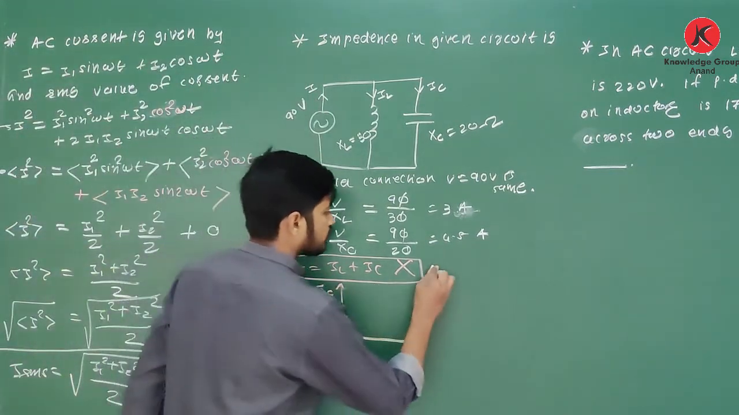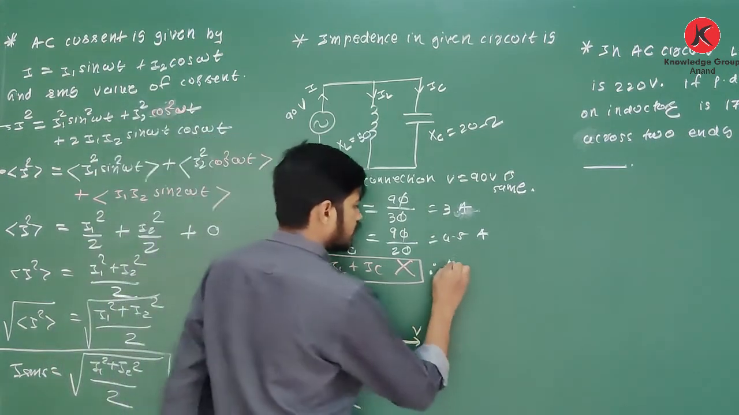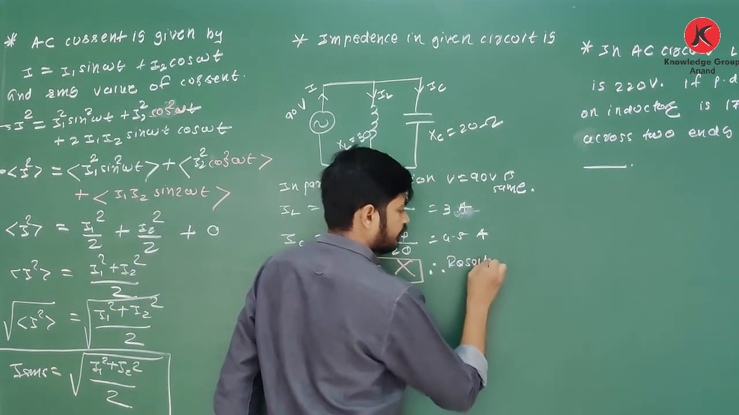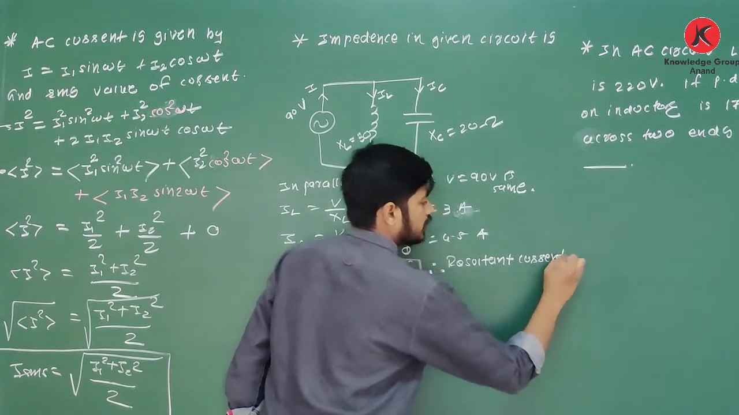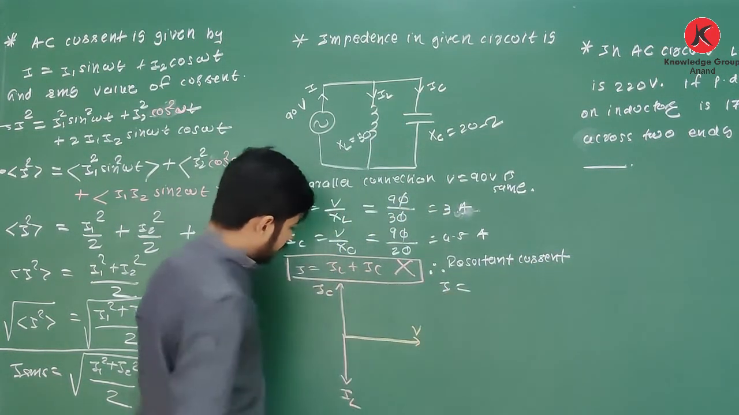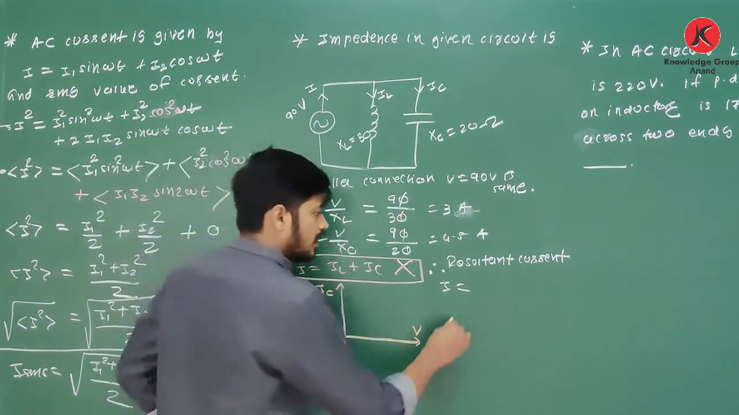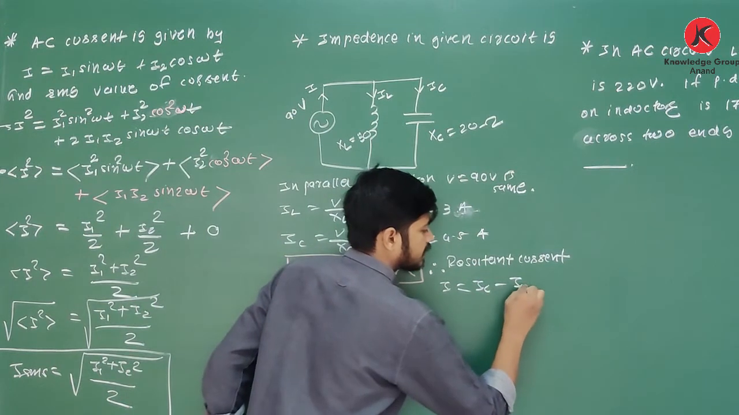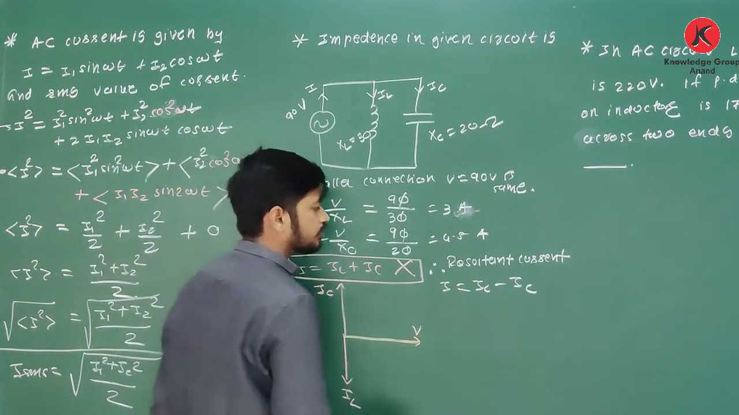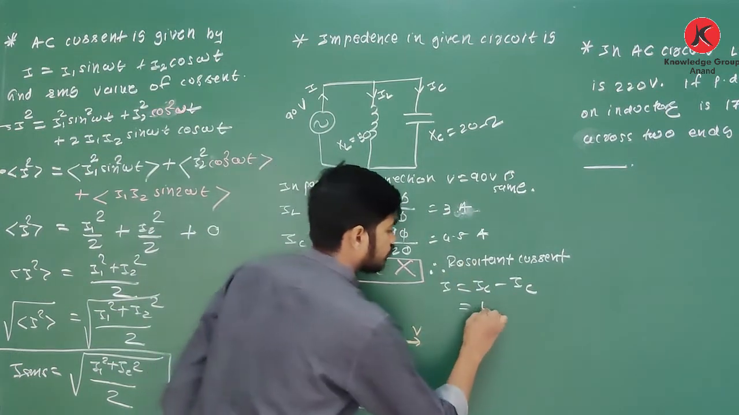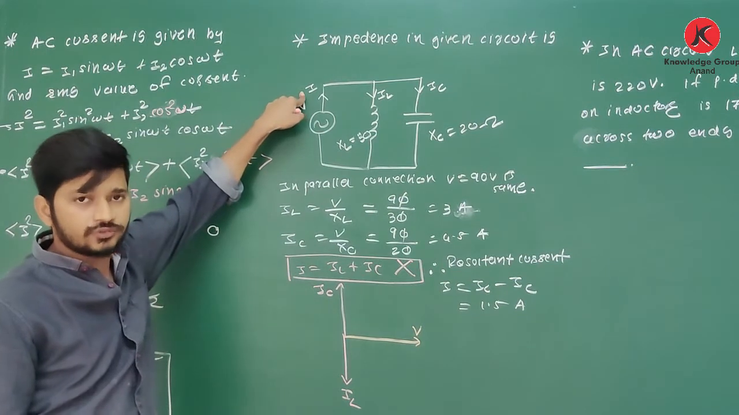So what is the resultant current? Since IC is greater than IL, the resultant current I is equal to IC minus IL, that is 4.5 minus 3, so it is 1.5 ampere. That is the total current supplied by this voltage source.